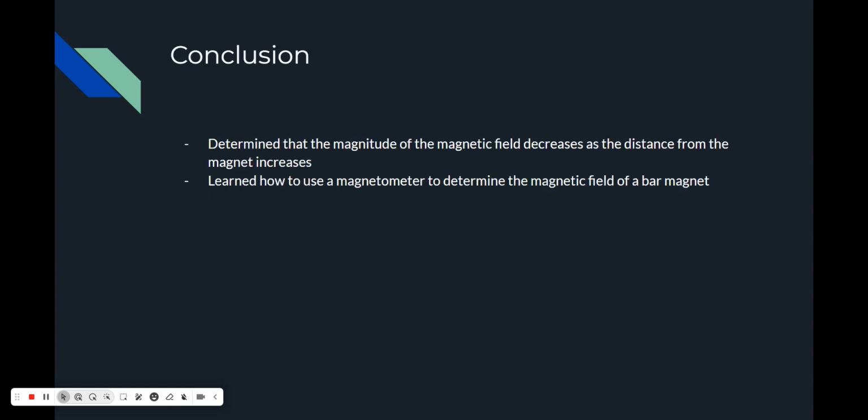Some conclusions from this experiment are that we determined that magnitude of magnetic field decreases with an increase in distance from the magnet, and we also learned how to use a magnetometer to determine magnetic field, in this case, the magnetic field of a bar magnet.